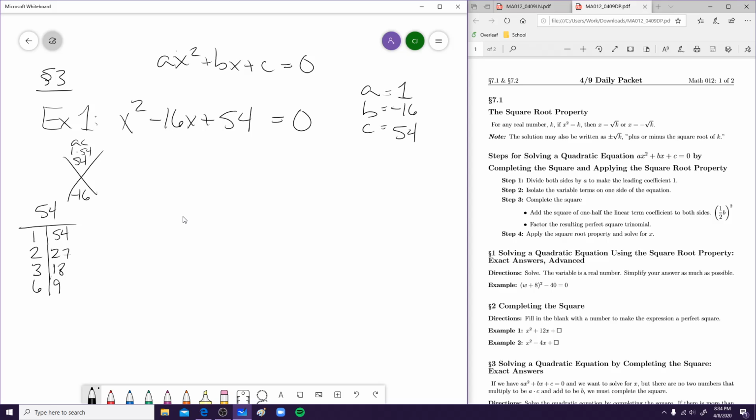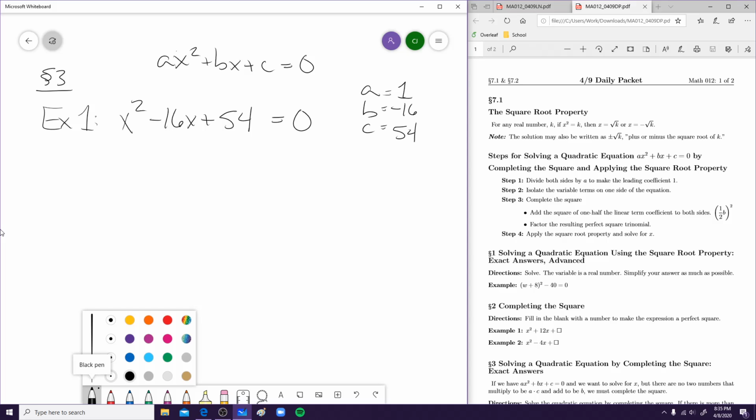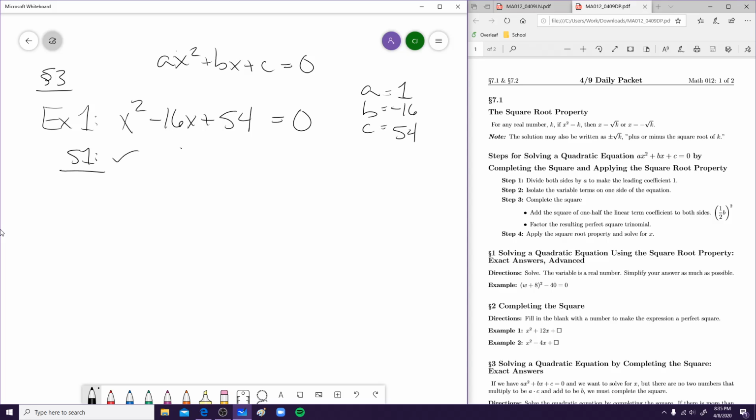Since none of the factors of 54 add to be negative 16, we know we will have to complete the square. But when we do problems like this, you should always check this first, because it would save you a lot more time. Because it doesn't work, we have to complete the square. So first, step 1, we need to divide both sides by a to make the leading coefficient 1. But lucky for us, the leading coefficient is already 1. So step 1 is done.